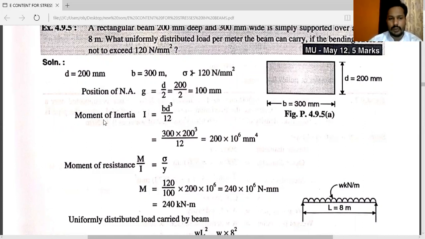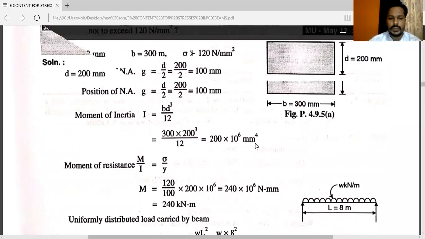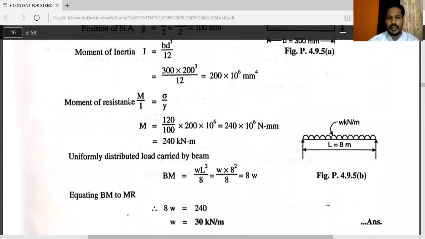We know that the formula for moment of inertia of a rectangle, I is equal to bd cube by 12. So base is 300 and depth is 200. So 300 into 200 cube by 12. Answer is 200 into 10 raised to 6 mm raised to 4. Unit is very important.